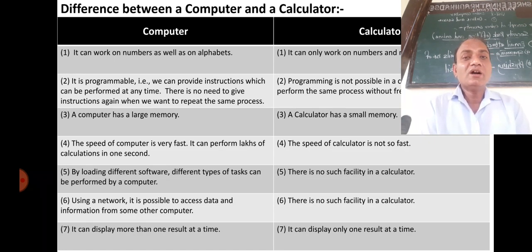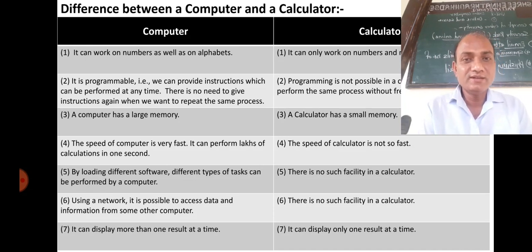Using a network, it is possible for a computer to access data and information from other computers. Means the computer can take information from other computers also, but a calculator cannot have such a facility. The calculator cannot take information from another calculator. So that facility is not available in the calculator.